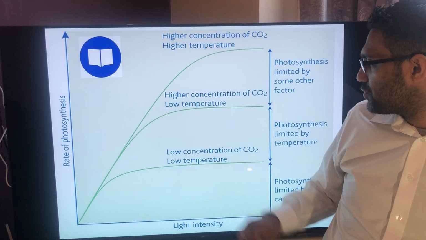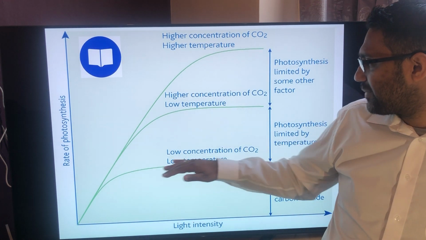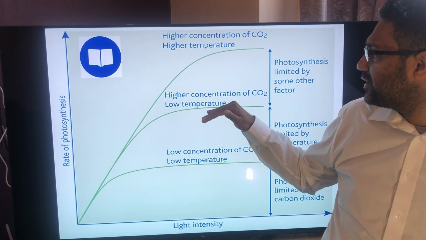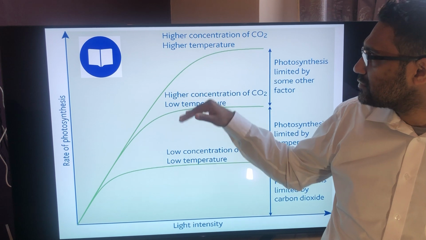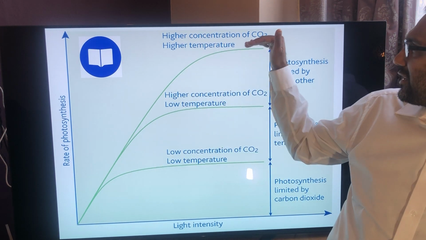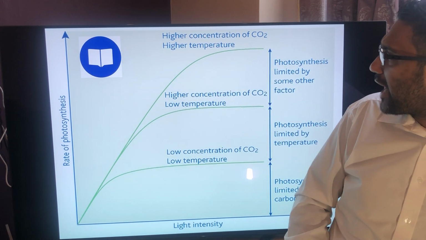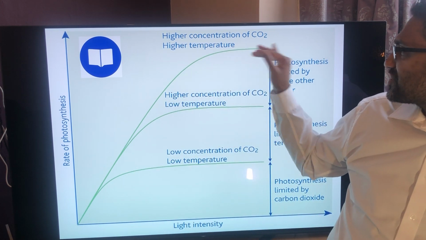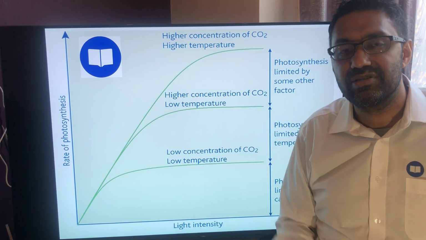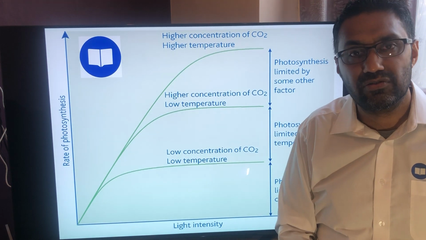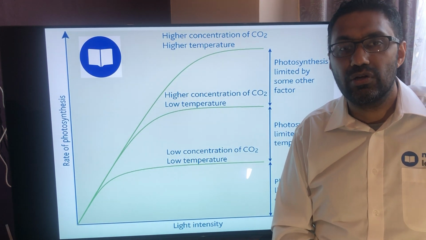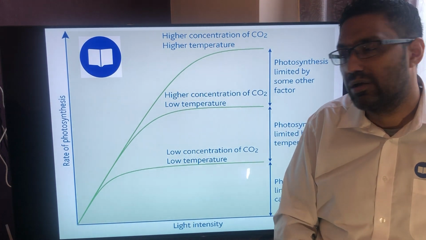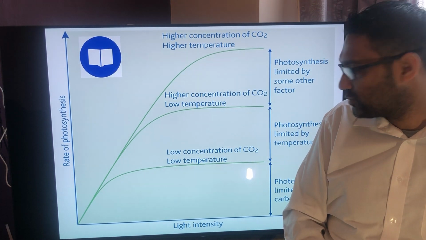So here you've got the low CO2, so it plateaus sooner. Here you've got a higher CO2, it plateaus further up, but the temperature is still low. Make it warmer and higher CO2, we get a much higher rate of photosynthesis, but then it still plateaus towards the end. There's still a limiting factor. This time it could be the amount of chlorophyll. Not enough chlorophyll, not enough chloroplasts, plants too small, it can't take in as much light as possible.